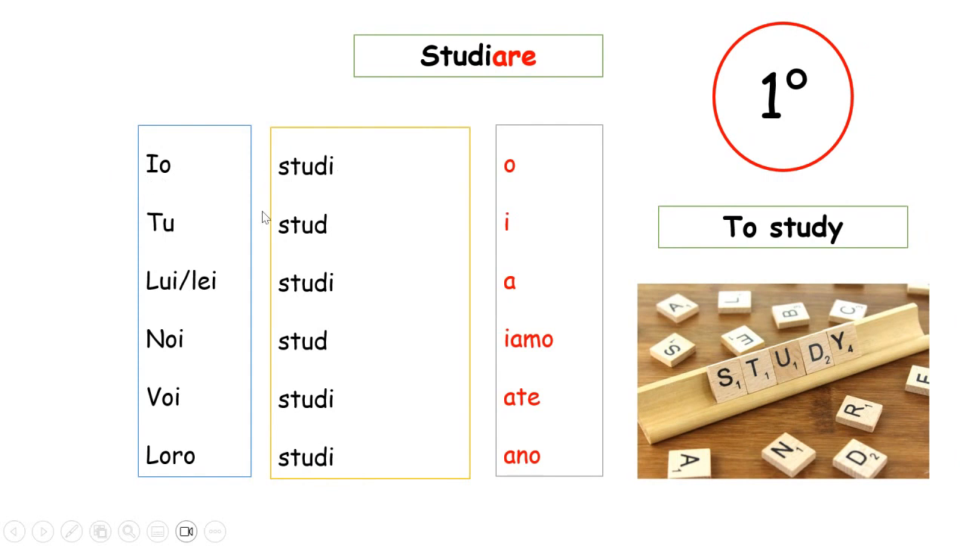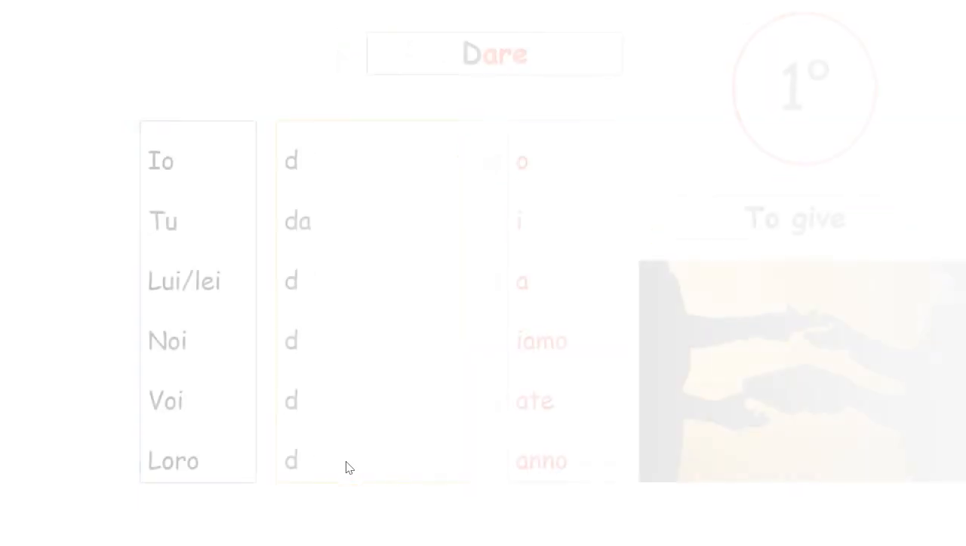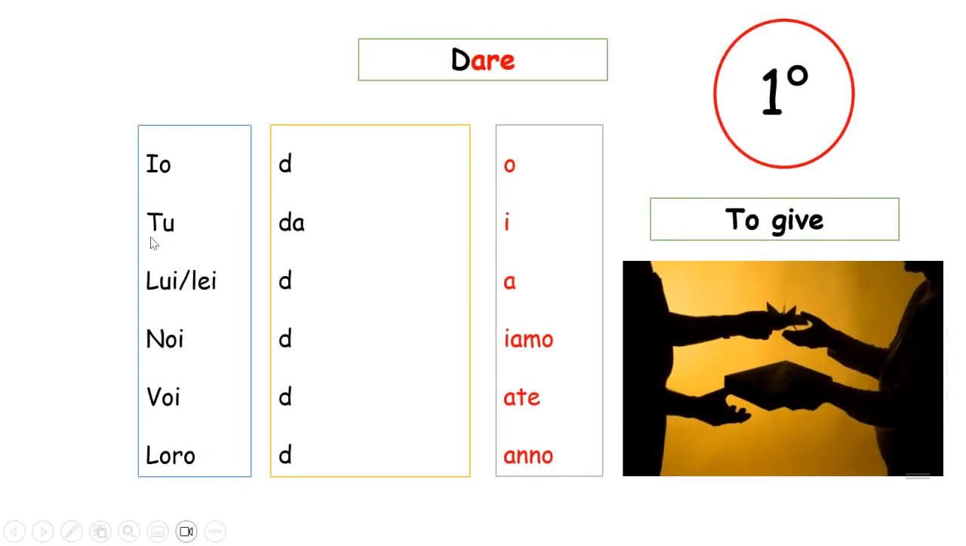Studiare. Io studio, tu studi, lui, lei studia. Noi studiamo, voi studiate, loro studiano. Dare. Io do, tu dai, lui, lei dà. Noi diamo, voi date, loro danno.